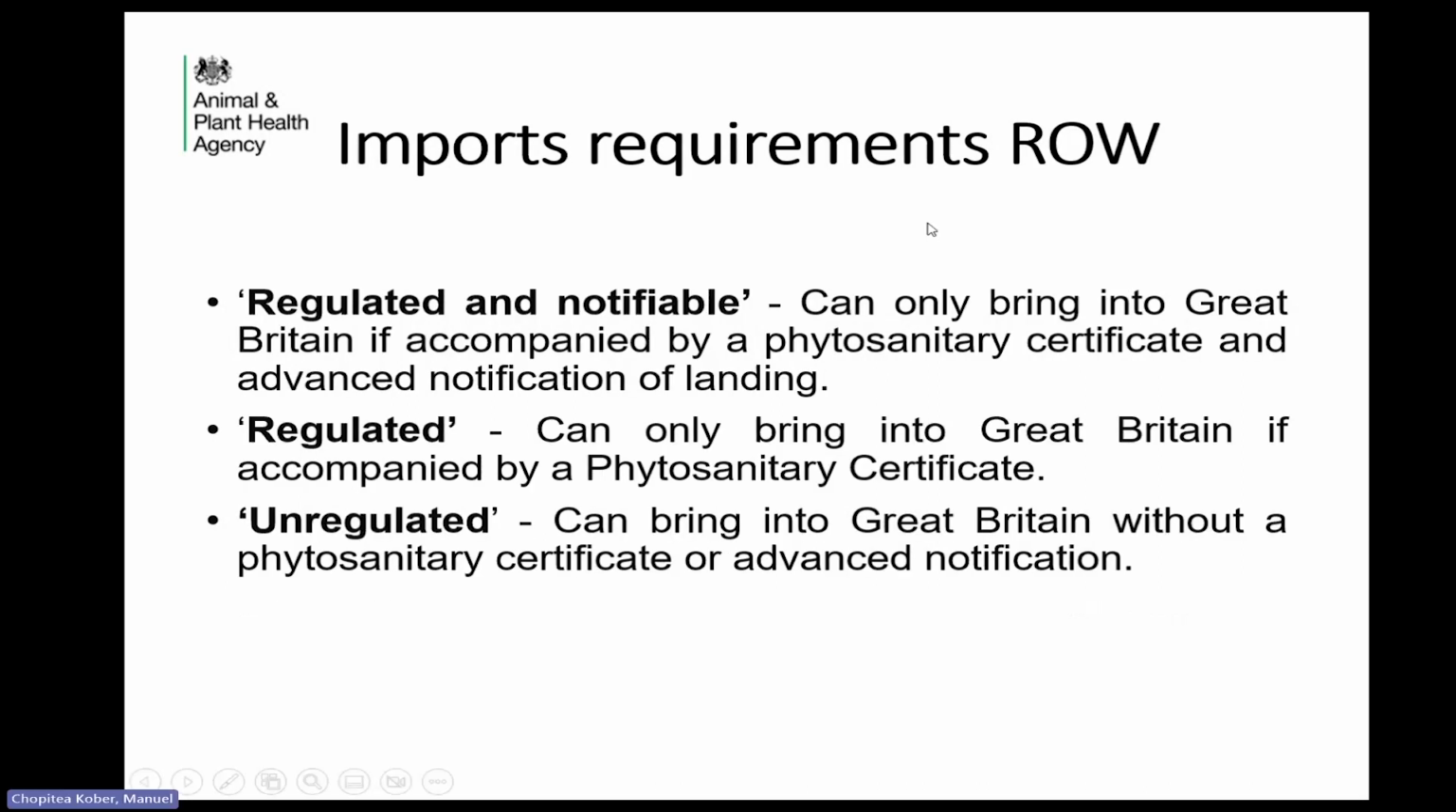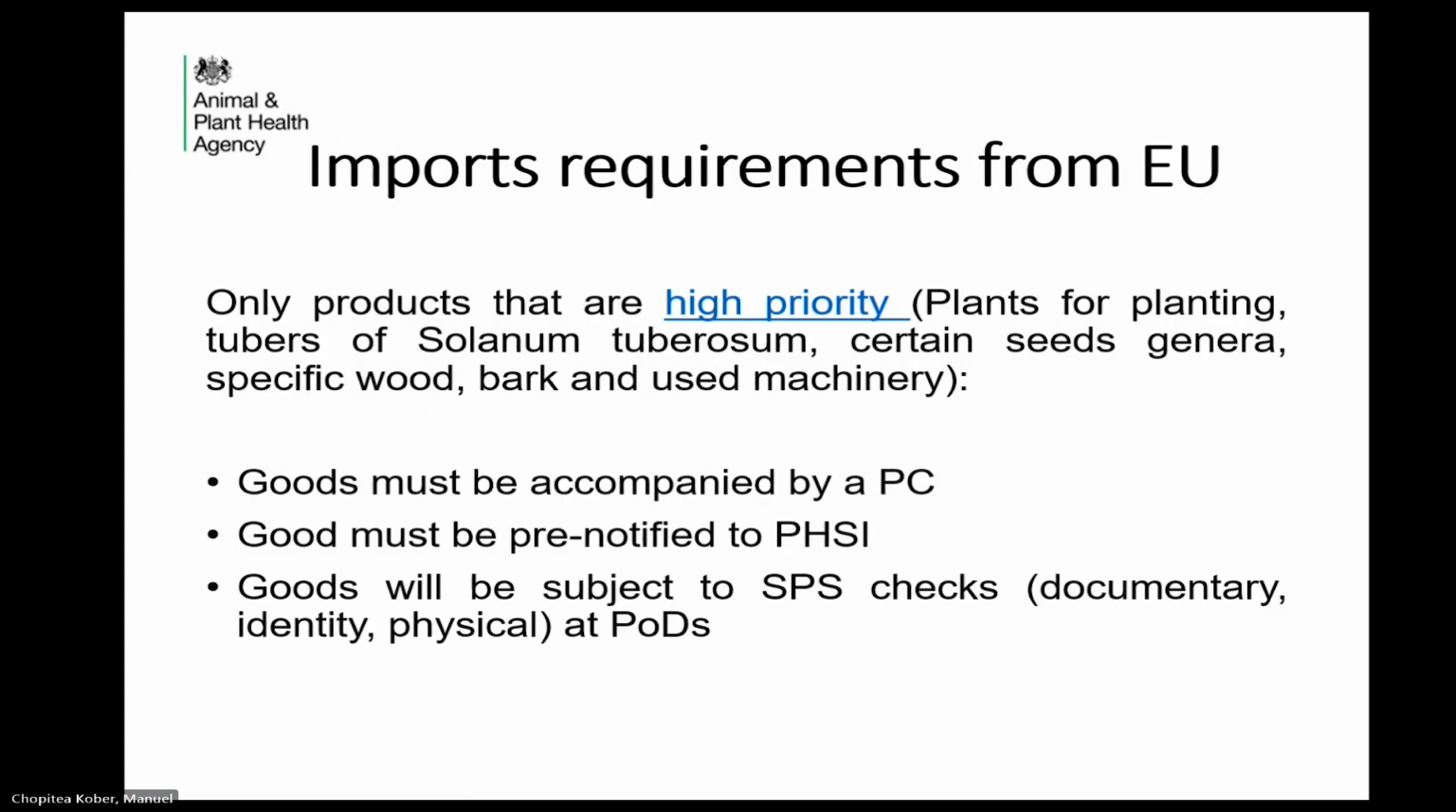So how do we regulate the import from the rest of the world? Different commodities, different plants and plant products, have different risk ratings at the moment. So this is what is currently in place. We have the regulated and notifiable category, which means it requires the phytosanitary certificate and at the same time needs to be notified through one of our systems. Then there is regulated, which is the rest of the commodities. Regulated means it requires the phytosanitary certificate, but it doesn't need to be declared. And this is a problem of resources, so normally we don't check for them. And then unregulated can be brought into the UK without a phytosanitary certificate or notification. There are only a few commodities that are very low risk and we don't normally check.